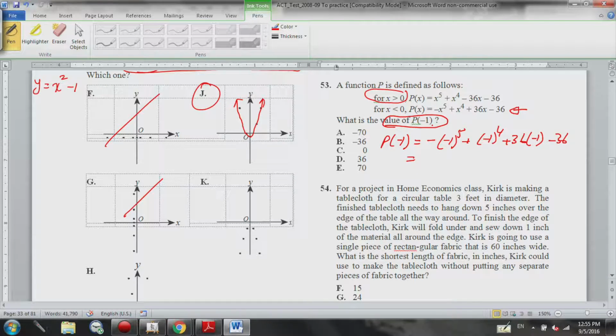Okay, negative 1 to the 5th power is negative 1. Negative 1 times, well, that's 1. And negative 1 to the 4th power, that's 1. And this is minus 36, minus 36, okay? This is negative 72 plus 2, so this is negative 70. Okay, the answer is A. Okay?